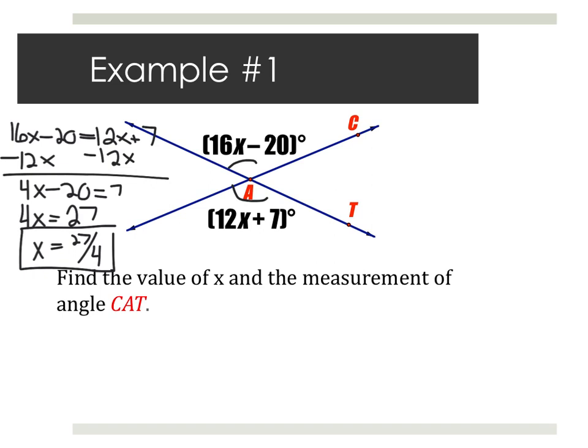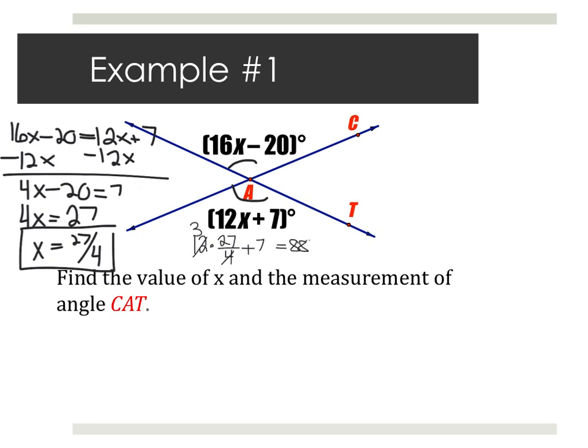Another thing you could do is plug that value of x in for both of these equations, and see, will you get the same angle measure? So I'm going to go ahead and do that. I'm going to plug it in here, 12 times 27/4, because that's what I got for x, plus 7. 4 goes into 12 3 times. 3 times 27 plus 7 is going to equal 88 degrees.